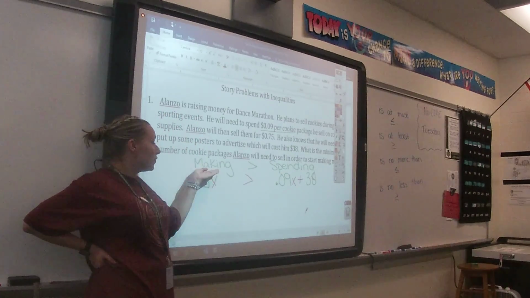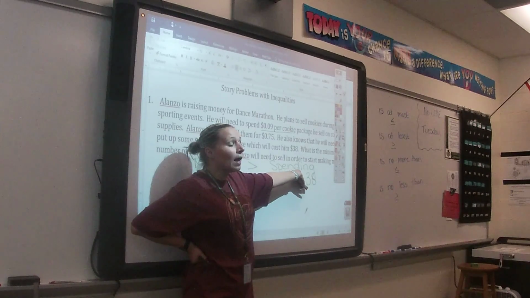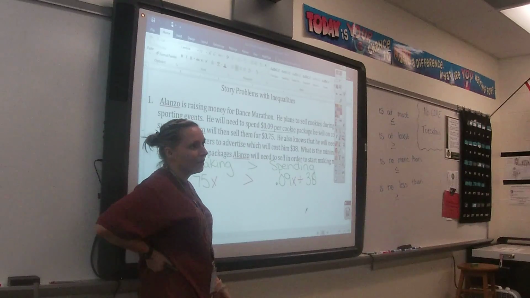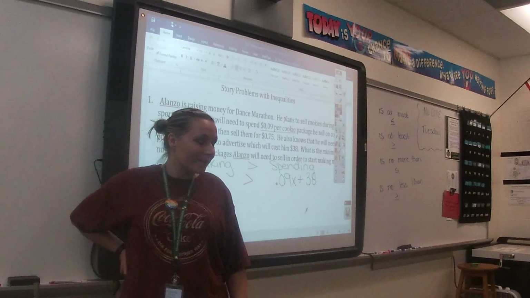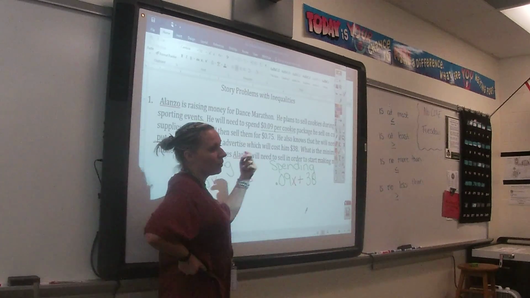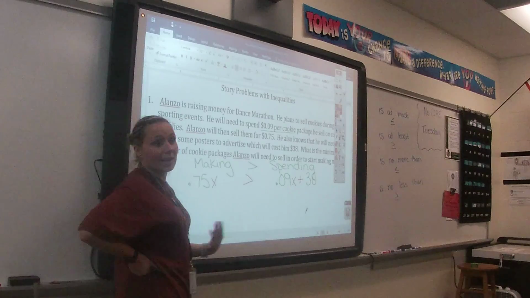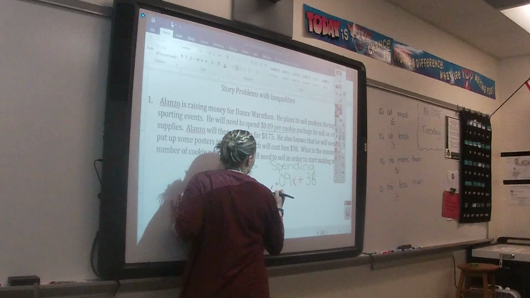Right, no it doesn't. So if you set this up and you put spending on this side and making on this side, it's fine as long as your alligator is eating the spending, for all you alligator people. You want to set it up so that the making is always larger than the spending, or the spending is less than the making. And at this point, we know how to solve. We've been solving great, so we'll just start solving this.